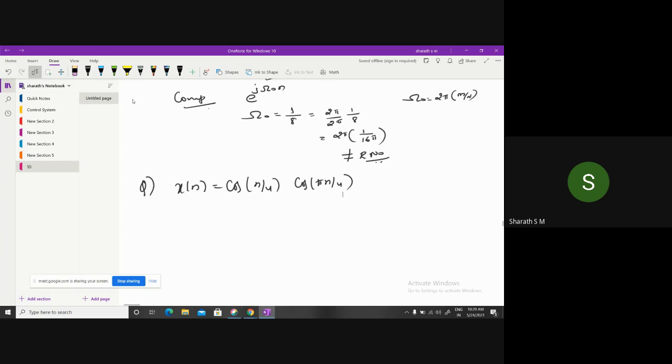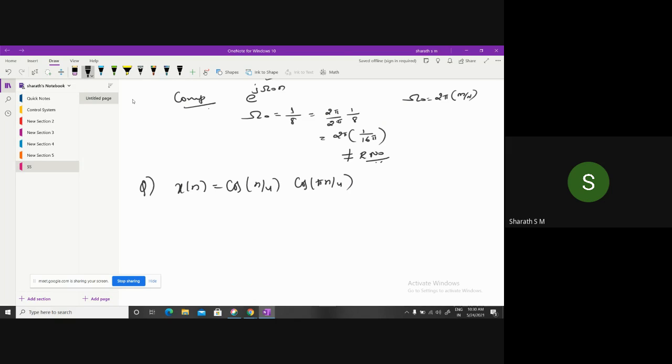The next one, cos of n by 4 into cos of pi n by 4. Now this is in the format of cos a cos b. So it is written as 1 by 2 into cos of a plus b plus cos of a minus b, and then compare with omega naught.